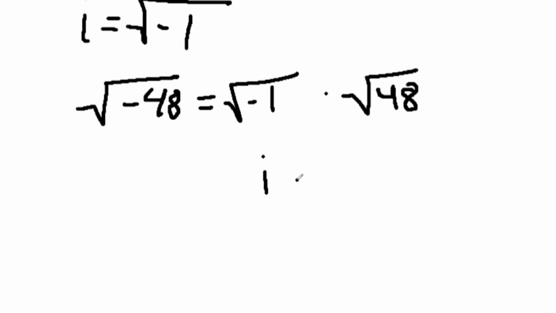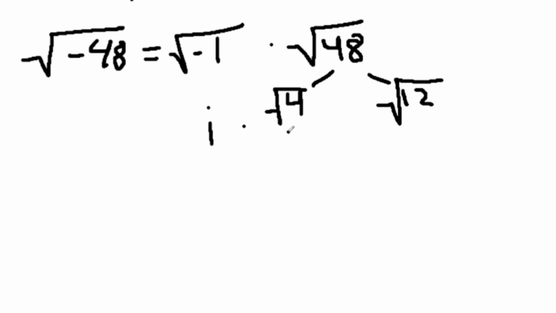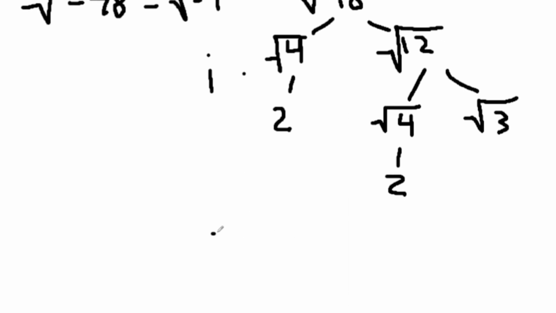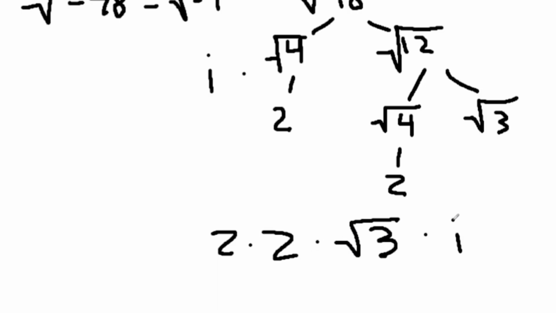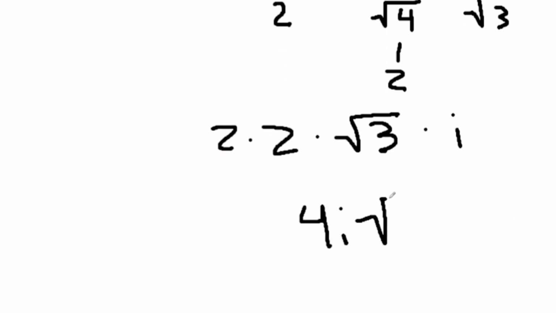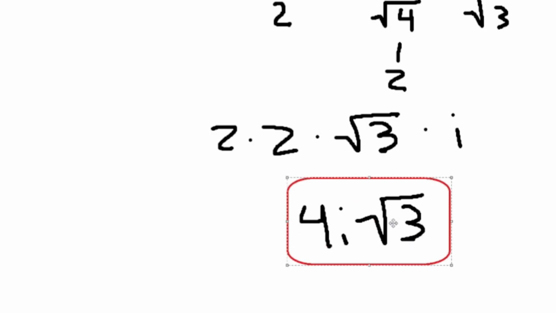The root of negative 1 is just i, and the root of 48 we can factor into root 4 and root 12. Root 4 is the same thing as 2, and root 12 can be factored into the root 4 and root 3. Root 4 is also the same thing as 2. So now let's multiply this together. 2 times 2 times root 3 times i. This comes down to 4i root 3. Let's put a box around this and bring it back up to the top.